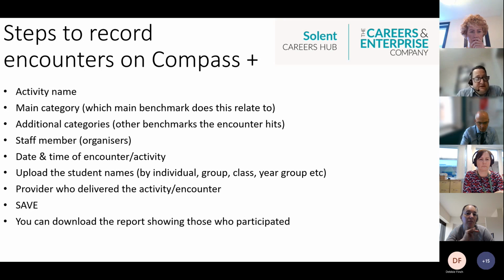I won't run through this, but this quickly tells you how to record one of these encounters on Compass Plus. Okay, so there's a few stages there. I asked one of the team to pull this together, but it then goes on to show you how simple it is to do that. And it's probably best to do that as quickly as possible and use that.